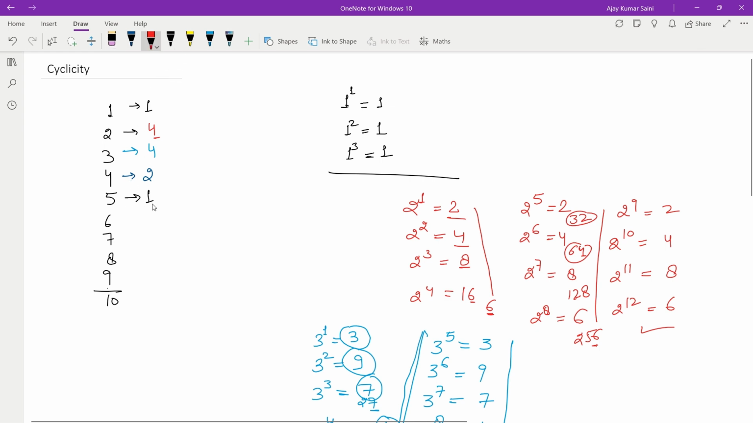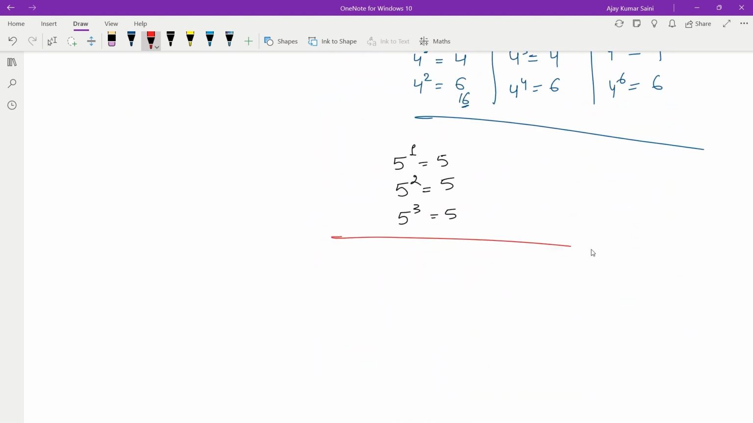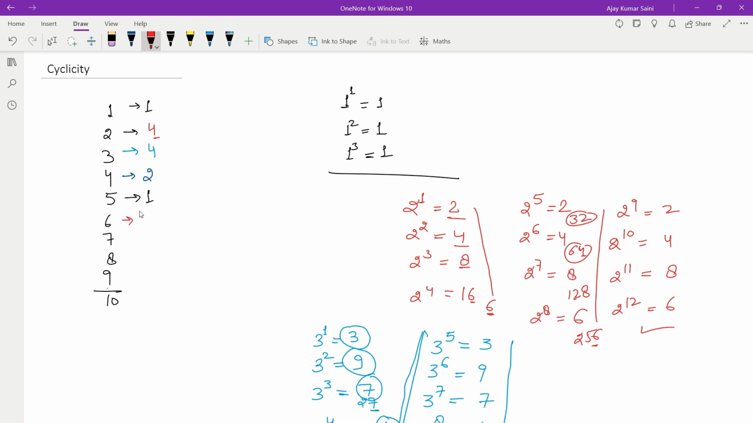Now come to 6. If the power of 6 is 1, then the value is 6. If the power of 6 is 2, then 36, means the last digit is 6. If the power of 6 is 3, the last digit is 6, means it is always 6. So the cyclicity is 1. Now come to 7.